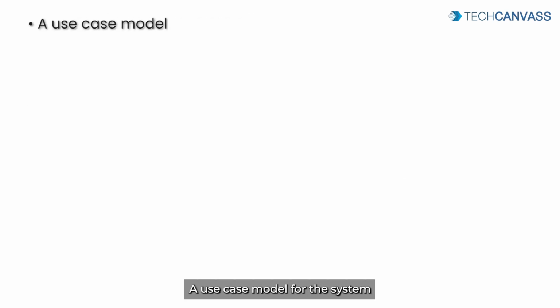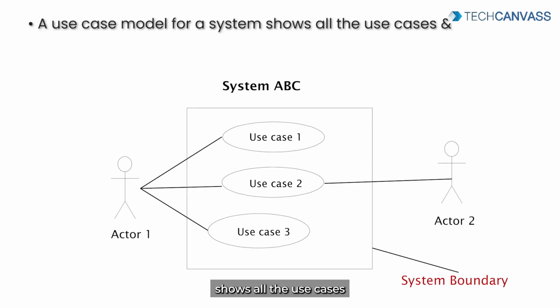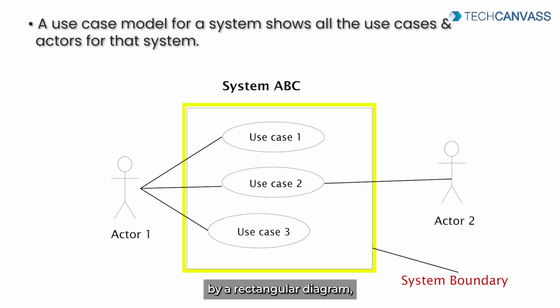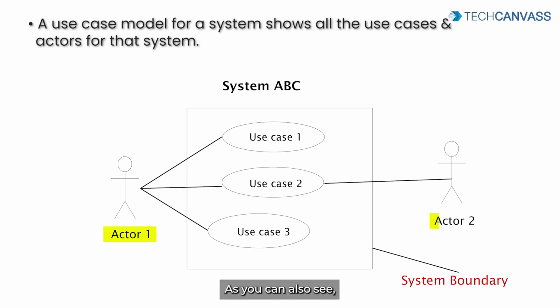A use case model for a system shows all the use cases and actors for that system, as you can see on this screen. And all the use cases are contained by a rectangular diagram which indicates that these use cases are part of the system. As you can also see, the actors are outside this boundary, the rectangular boundary, indicating that actors are external entities. They are not something which is part of the software system which is going to be developed.